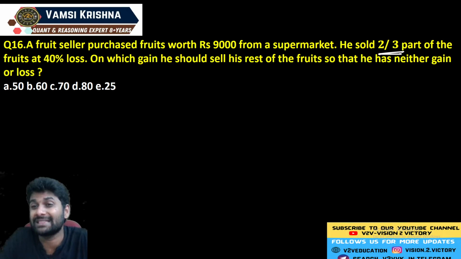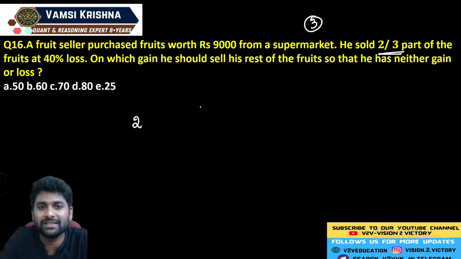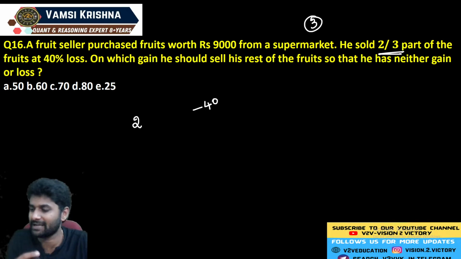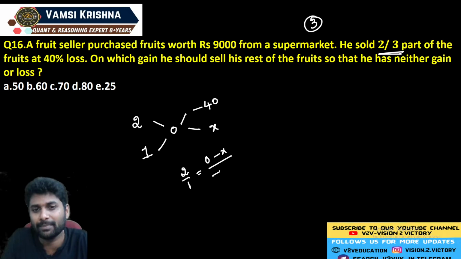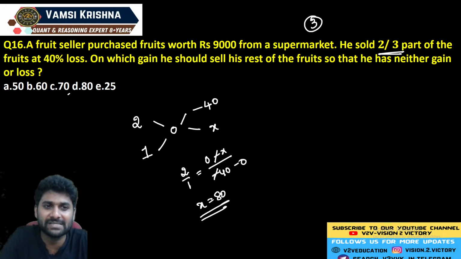They sold 2 by 3, which means I have 3 fruits. Out of 3 fruits, 2 fruits they sold at a loss of 40. Let us take minus, since loss is represented as minus 40. And how many fruits are remaining? One fruit remaining. We need to sell it at a profit. How much profit is needed to get no profit and no loss? Guys, here 2 by 1 equals 0 minus x divided by minus 40 minus 0. Negatives cancel, then you will get x is equal to 80. So the positive symbol represents profit.